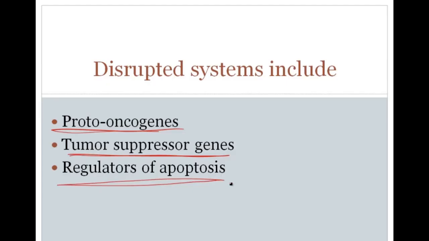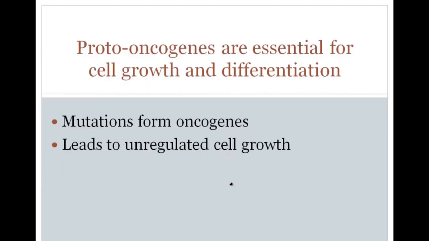These are very high yield, very important. There's a significant amount of biochemistry that goes into them, so we're going to discuss each of these in the subsequent slides. All right, what are proto-oncogenes? Proto-oncogenes are genes that are essential for cell growth and differentiation. All our cells normally have proto-oncogenes, and those are necessary for cell growth and differentiation. However, when a proto-oncogene gets mutated, it becomes something called an oncogene. Oncogenes lead to unregulated cell growth.